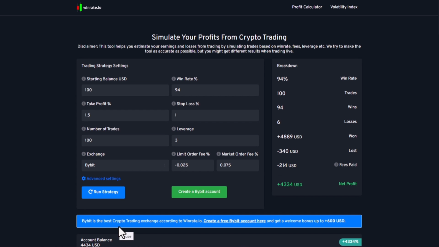So here are the results with $100 of capital account in 100 trades with the risk to reward ratio of 1.5 to 1. And here are the results, how much money we could make.